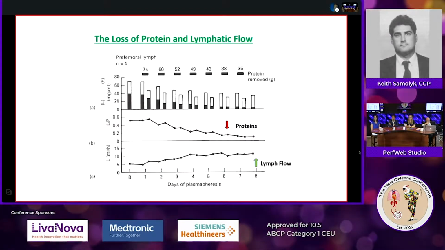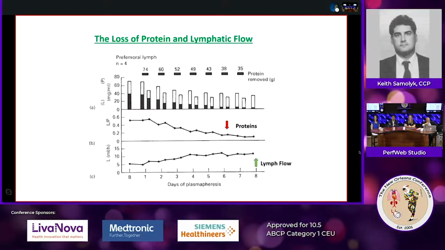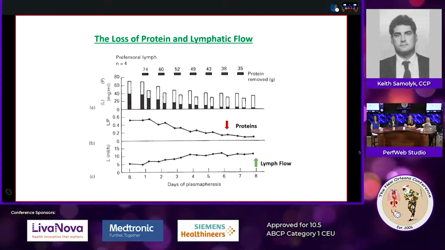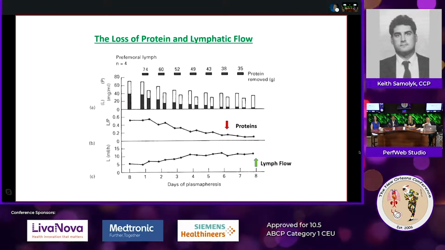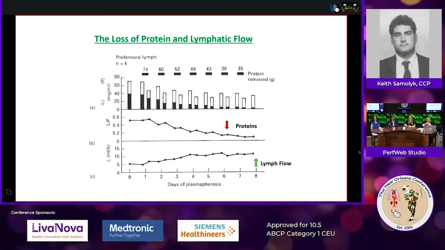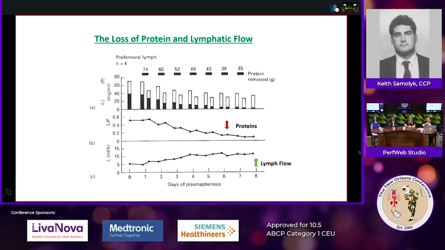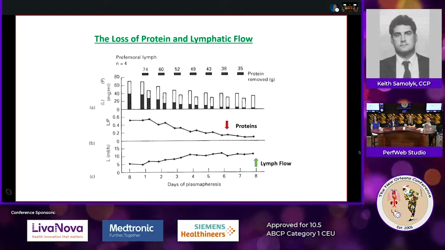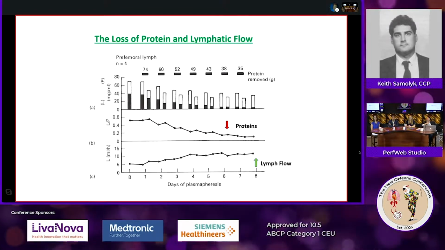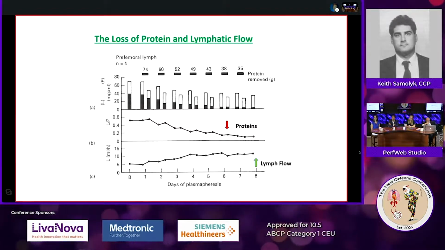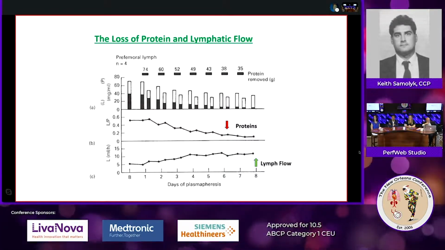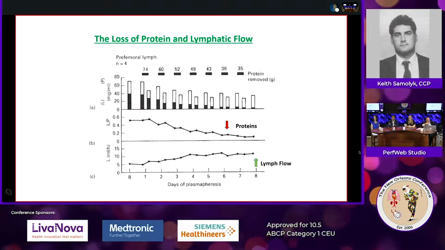The loss of protein and lymphatic flow. This is a slide from Dr. Valeri up at Naval Blood Research at Boston University. He's since passed away, but this is about 15 years ago. And he took 4 students, and he was testing them where he would plasmapherese them over a period of 8 days. And as he took off more and more proteins, their lymphatic flow increased to make the difference.